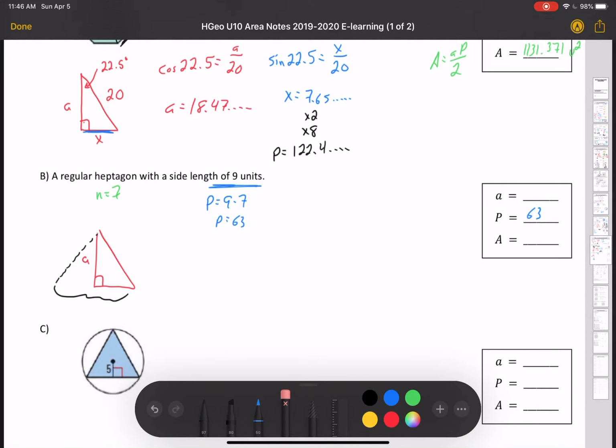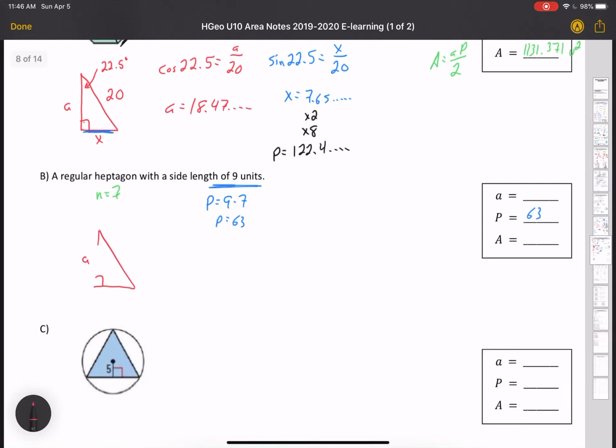So what we're going to need to do with that 9 is cut it in half. So 9 cut in half is going to be 4.5. Now we need to find half of the central angle. Okay, so the central angle is going to be 360 divided by 7, which is a messy number. Now I'm going to divide that by 2 because I need to cut that in half. And it's going to be like 25.71 and so on. Okay? Because we need to cut it in half because the apothem is going to bisect that central angle.